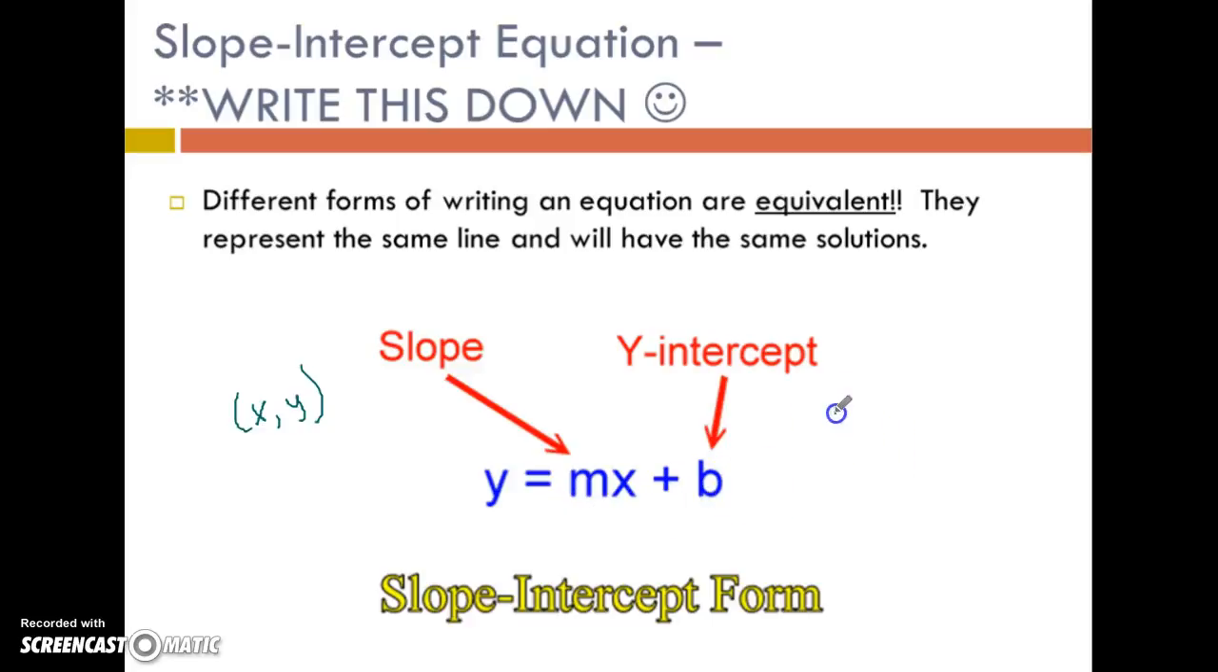So for example, y equals 1/3 x plus 9. This example would mean that this equation has a slope of 1/3. So a rise of 1 and a run of 3, or a change in y values of 1 and a change in x values of 3. And then this one would have a y-intercept of 9, meaning that it is crossing our y-axis at the point 9.